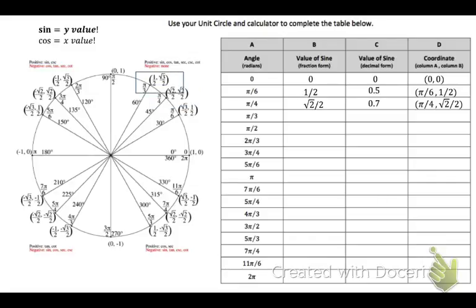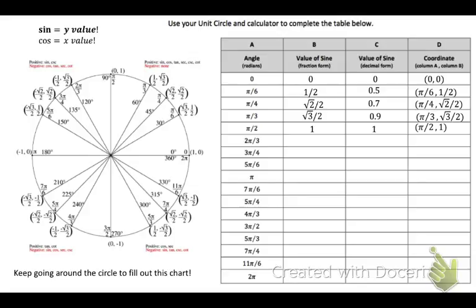Okay, and then if we go to pi over 3, the y coordinate there is the square root of 3 over 2. That as a decimal is 0.9. And then our coordinate is pi over 3, square root of 3 over 2. Then for pi over 2, the y coordinate there is 1, which as a decimal is just 1. So that's pi over 2, comma 1.